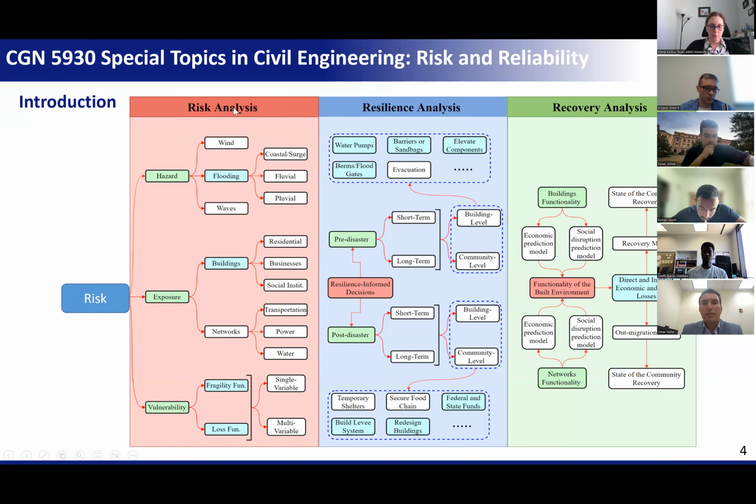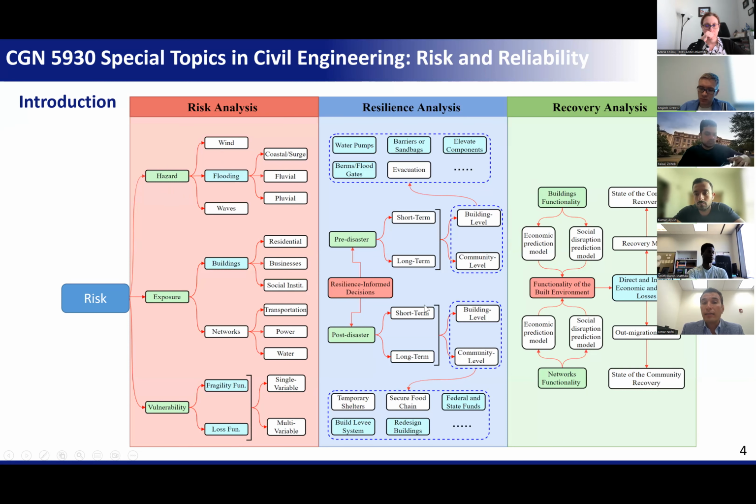So for the risk analysis, when we talk about hurricanes, we have multiple hazards, and one of them, which is the focus of this lecture, is flooding. If we're talking about exposure, we can study the exposure of buildings or networks, but we are focusing right now on buildings, including residential, commercial, and social institutions. And there are different ways to quantify the vulnerability of these buildings, either using fragility functions or using loss functions.